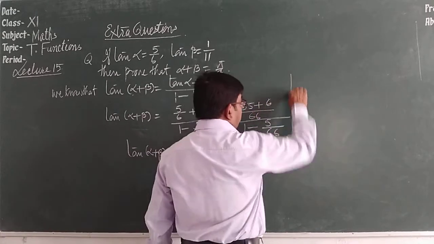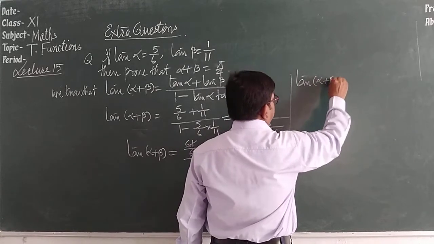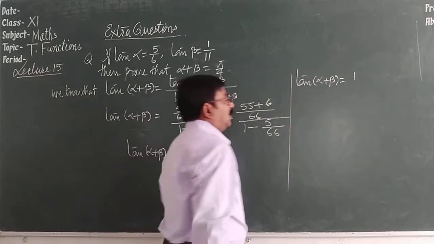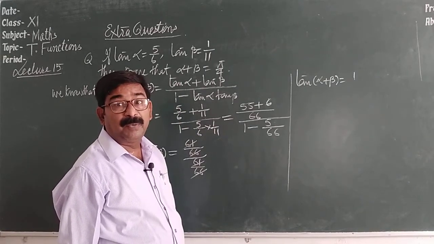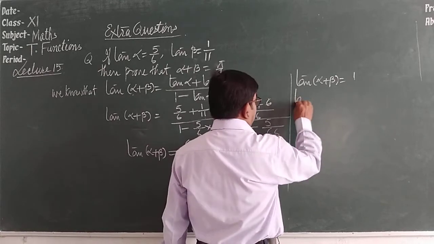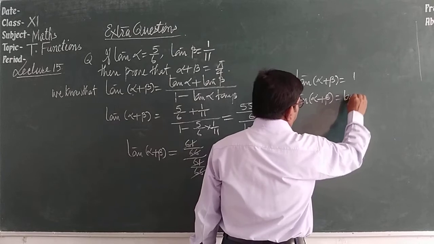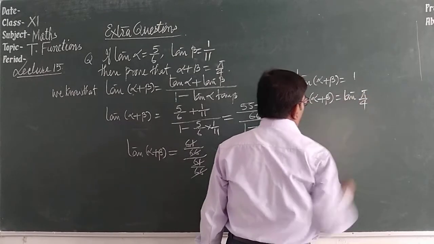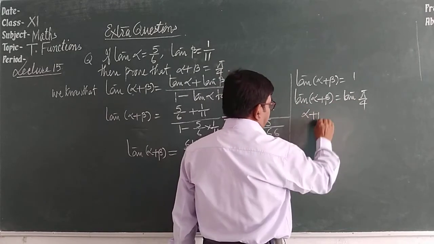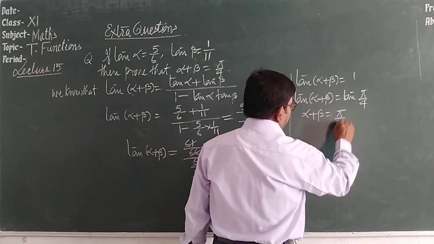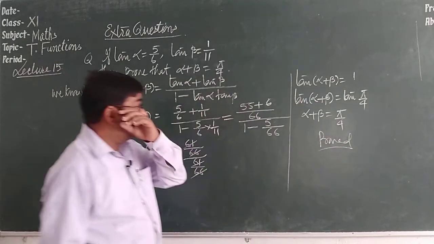So what we have, tan alpha plus beta is equal to 1. And 1 is the value of what? Tan pi by 4. So we can write like this. Tan alpha plus beta is equal to tan pi by 4. When tan will operate, don't cut this, just operate. Alpha plus beta is equal to pi by 4. This is proved. Got the question?